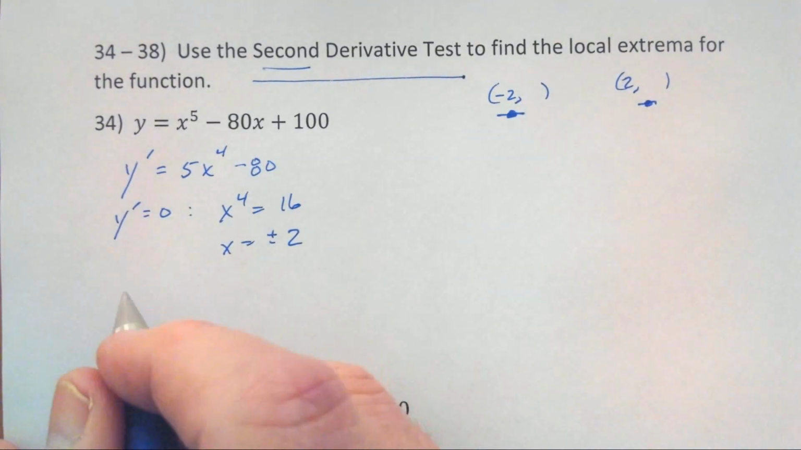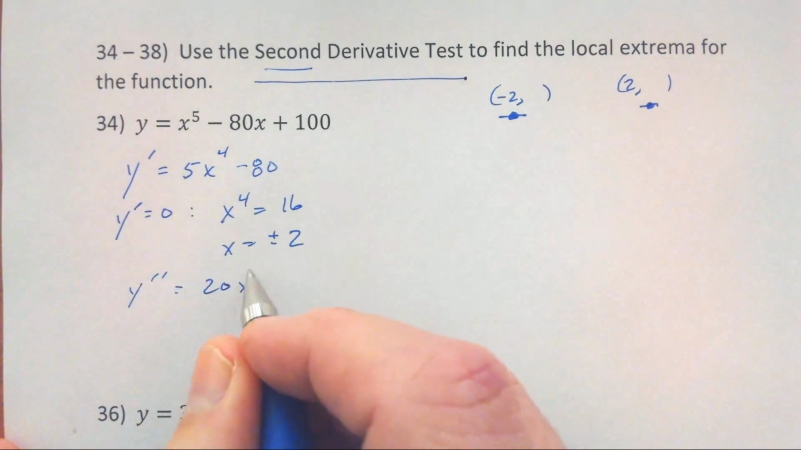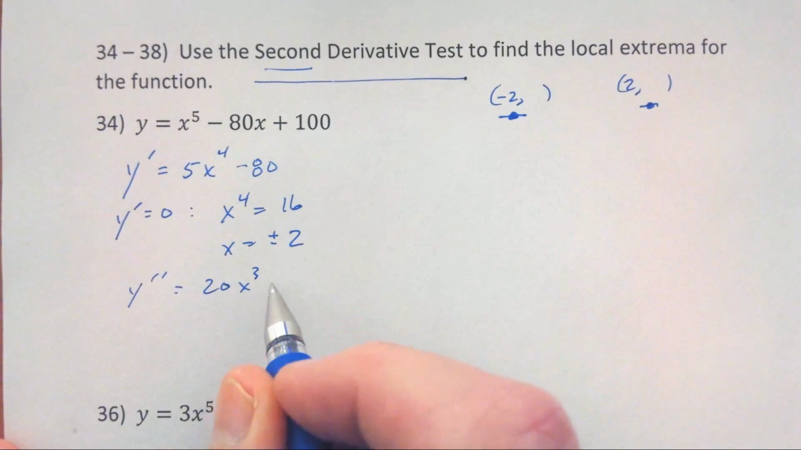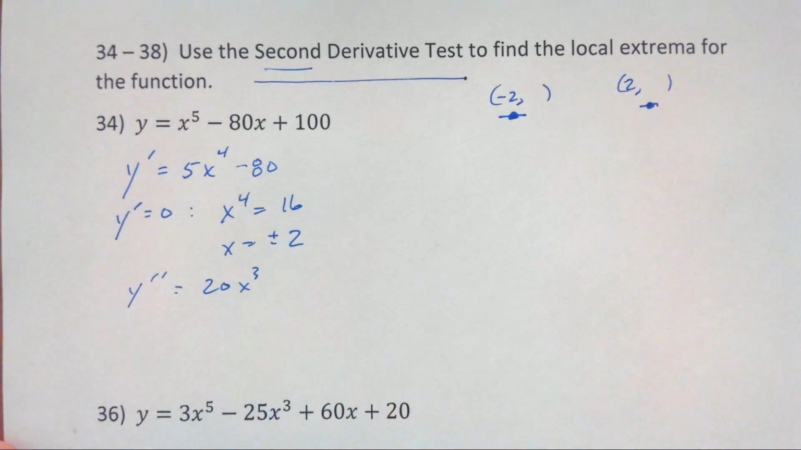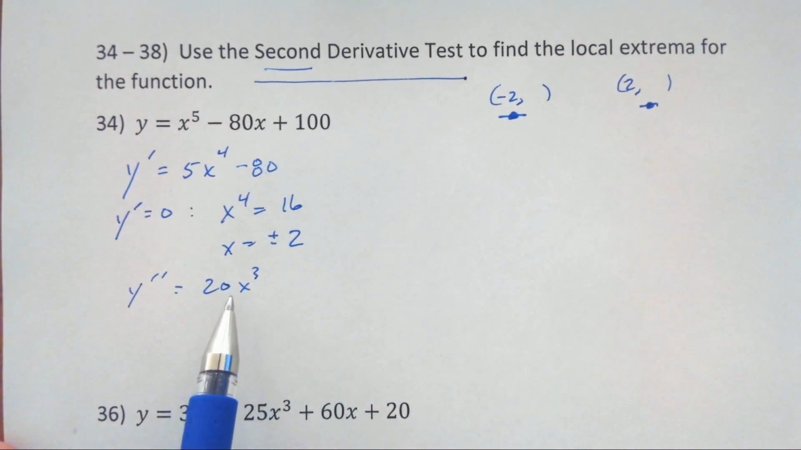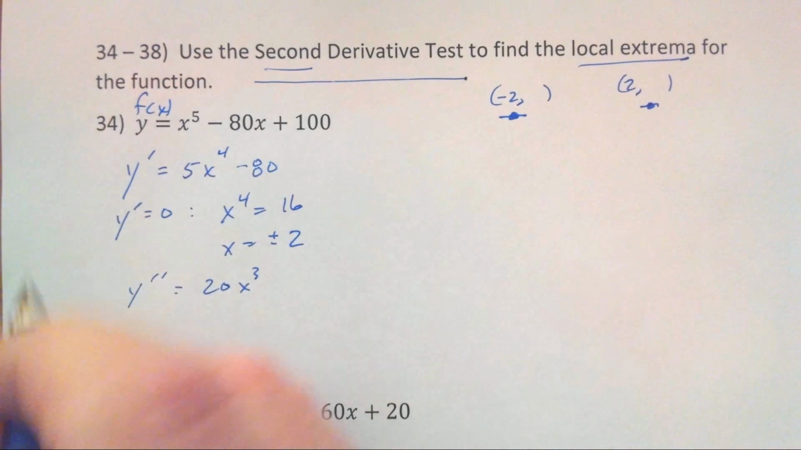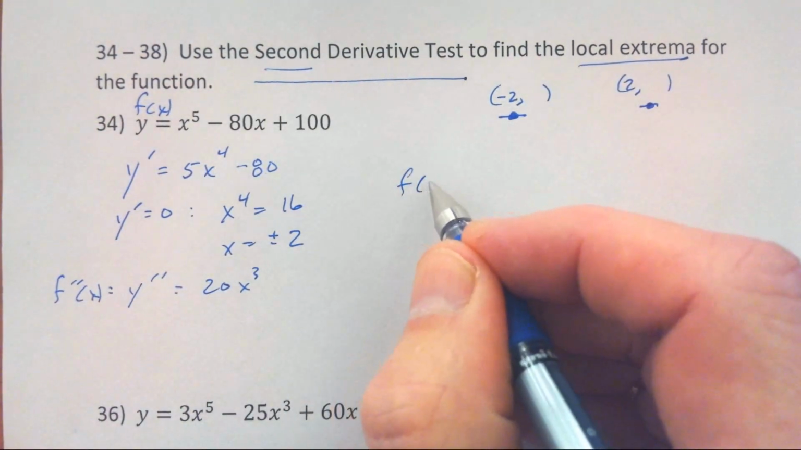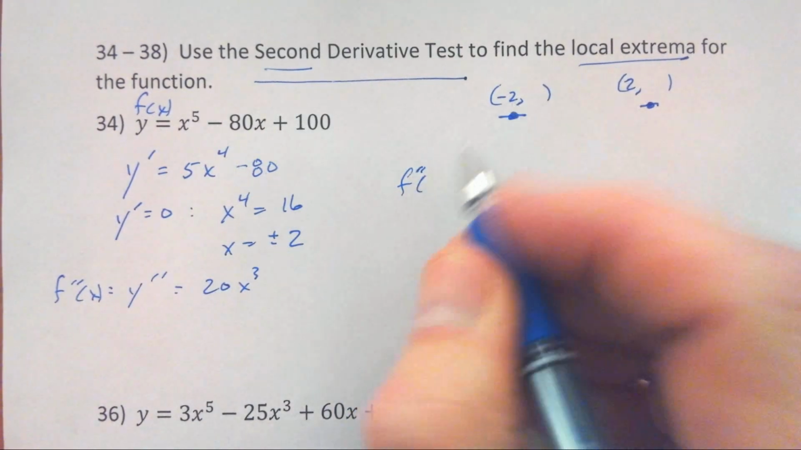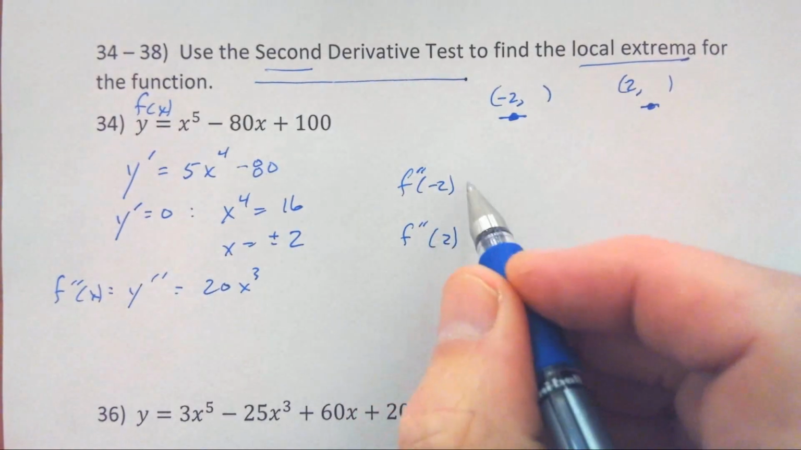And now we want to use the second derivative. Y double prime equals 20x to the third, and that's it. Is that it? That is it. And we don't want to set this equal to 0 now. Setting this equal to 0 will be all about the inflection points, and we're looking for extremes. What I want to do, if I call this f of x and this f double prime of x, I want to find f double prime of negative 2 and f double prime of 2.